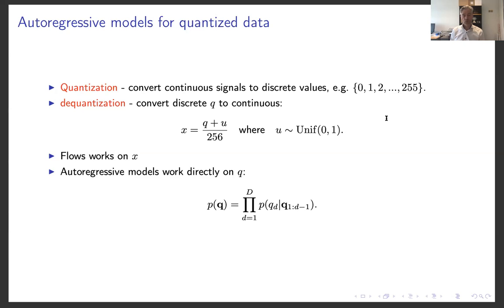Flow models naturally work with continuous data. So in order to apply flow models to this kind of data, we do what we call dequantization. That means that we take the quantized data, or sorry, the discrete data Q. That could be these numbers between 0 and 255, one of these numbers, depending on what pixel it is. And then we add uniform noise, and then we normalize it so that we actually get X to be between 0 and 1. Now we can define a flow model on these X's.